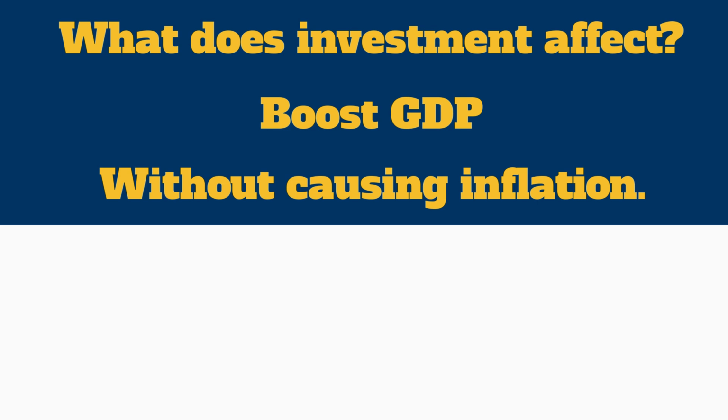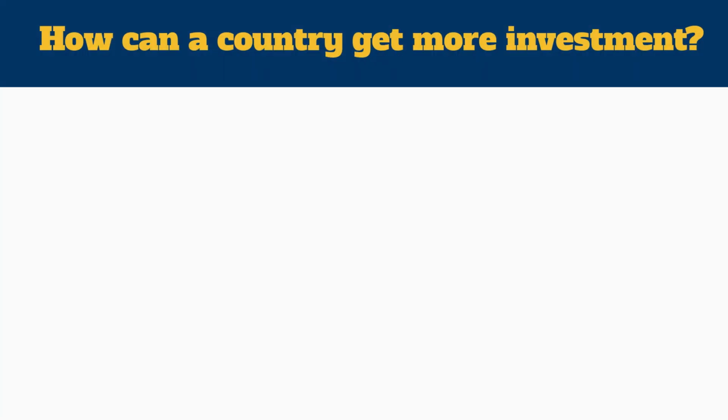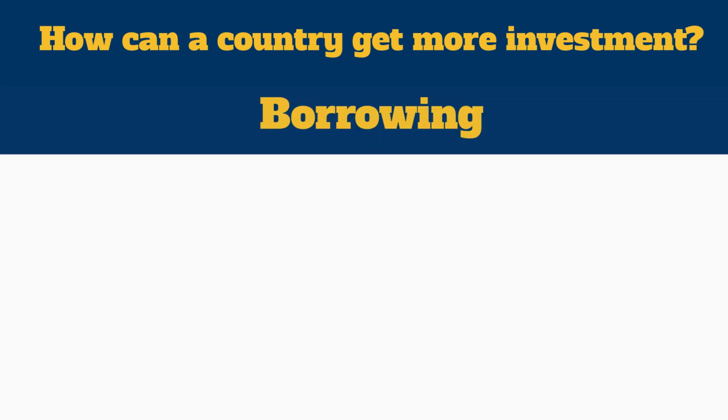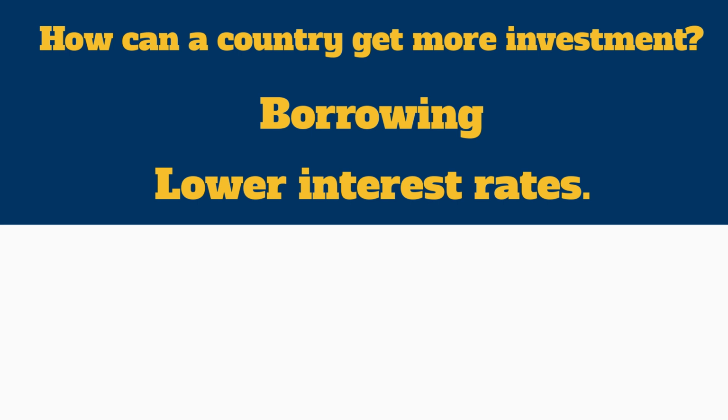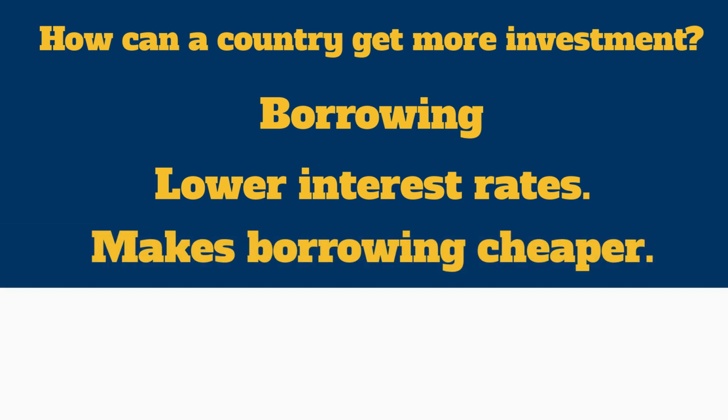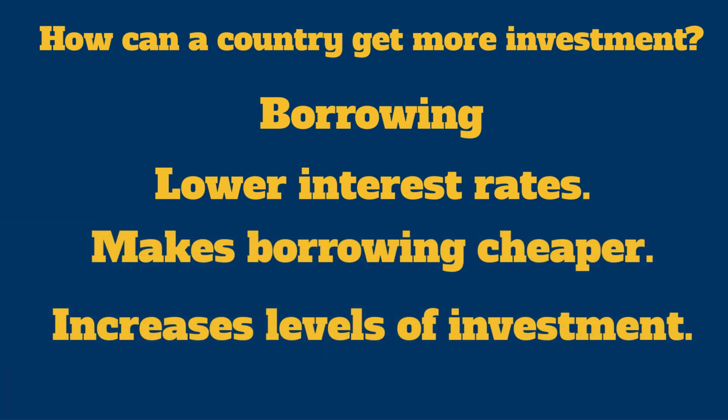And the fact that it affects so many aspects of the economy is why you could say it's a silver bullet. So, given that it sounds so good, how can you get more of it in an economy? Well, there are a couple of things which investment is dependent on. Firstly, since a lot of investment is financed by borrowing, one way to boost investment is to make borrowing cheaper. To do this, the central bank can lower their interest rates, and this makes it cheaper for firms to borrow money and so increase levels of investment.